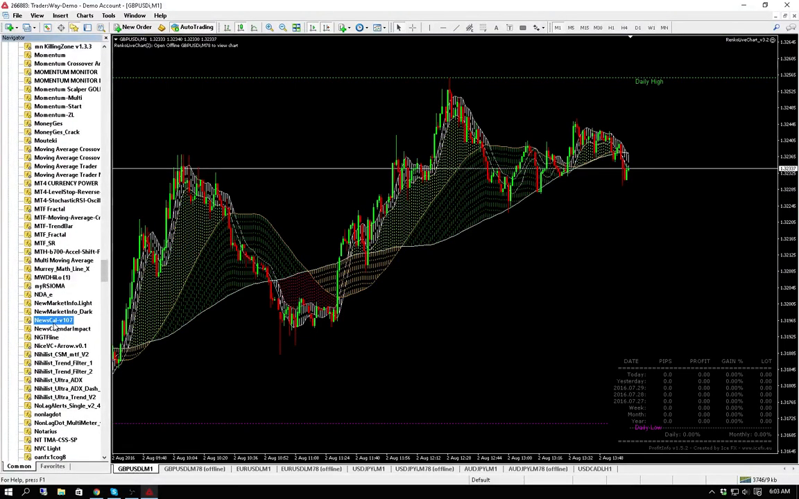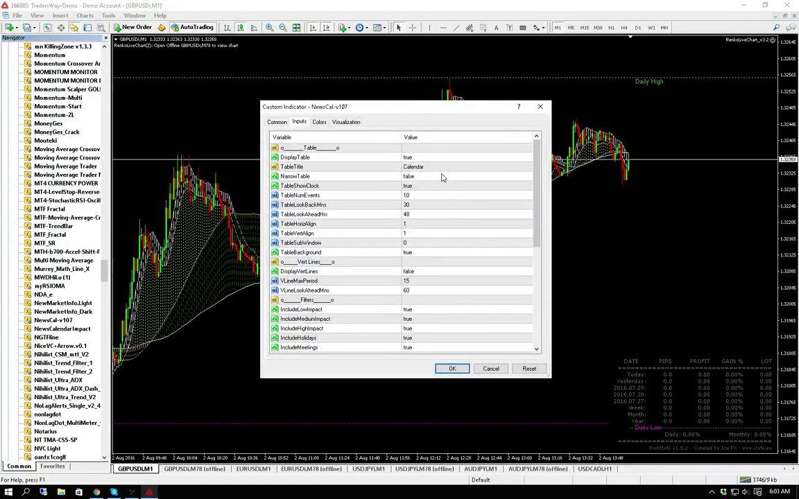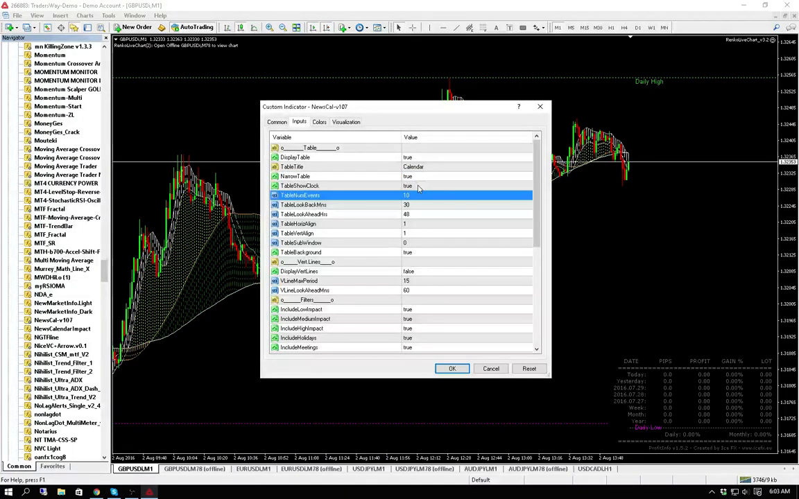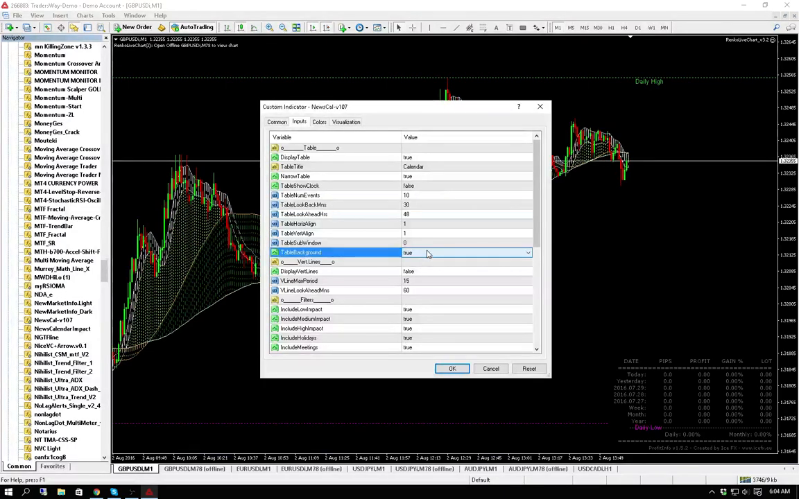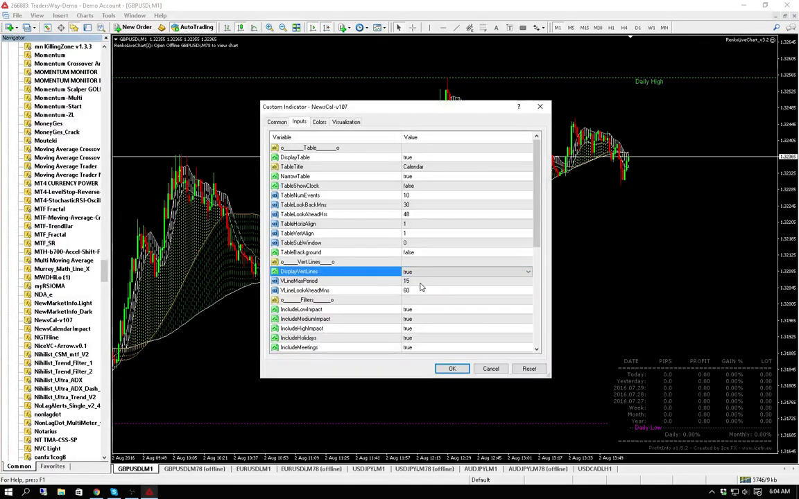NewsCal. If you don't have this, let me know. Just type it in somewhere, and I'll link it, but we're going to add it, and it's NewsCal version 107. This is the one that talks. Oh, it's on my other screen. Where the heck is it? Pretty simple. The settings you want to worry about: Narrow table, I'm going to put that to true because I don't really want it to show. Table show clock, we'll do false. Table background, false. Display vertical lines. That's the important one. Display vertical lines needs to be true.